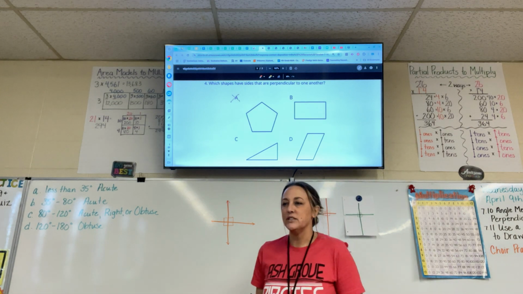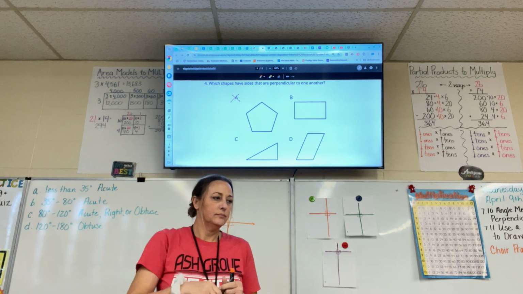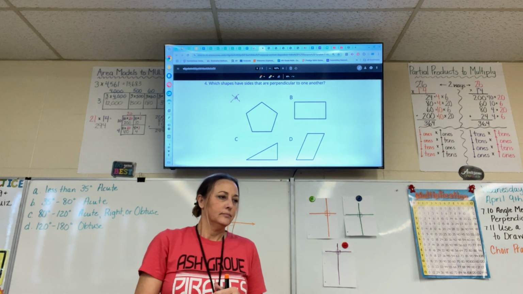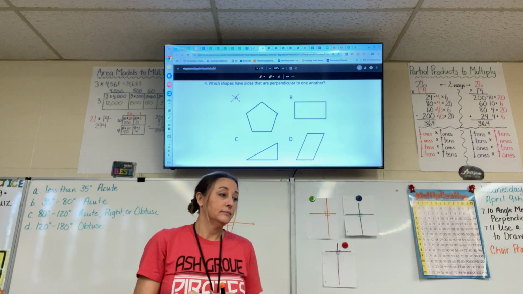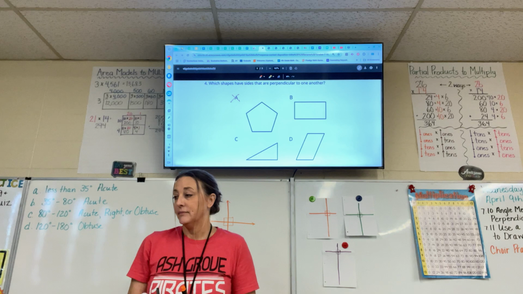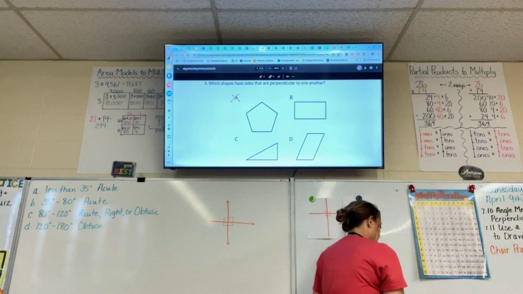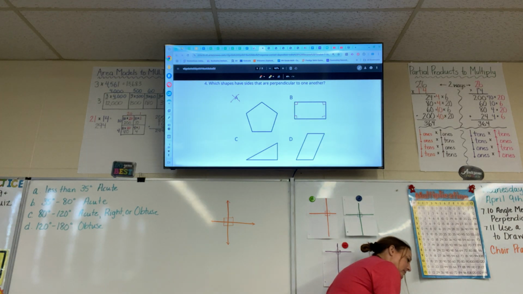What about B? Do you see any right angles? Yes? No. On shape B, do you see any right angles? Perfect L's. Yes, there are 4 of them. Each one of these corners is a right angle.